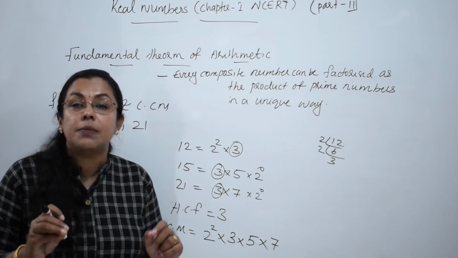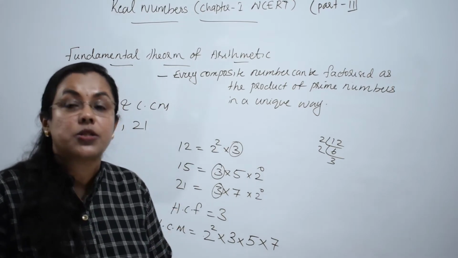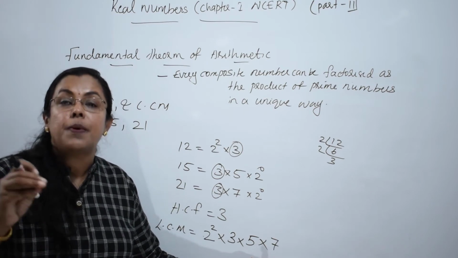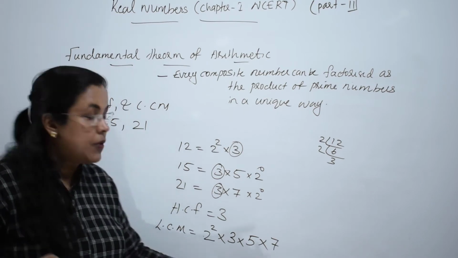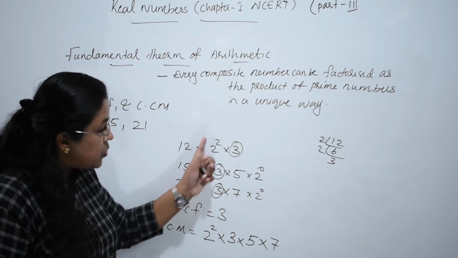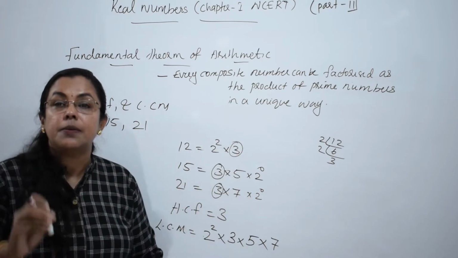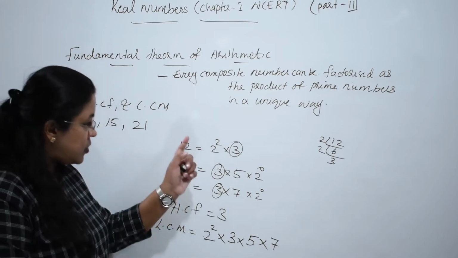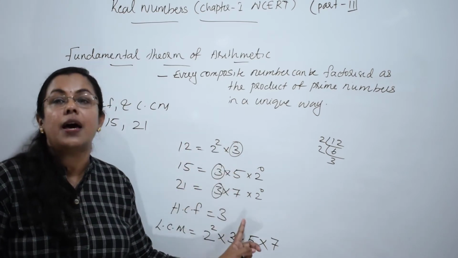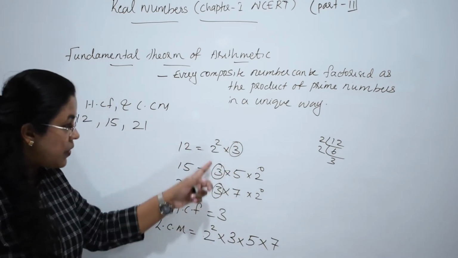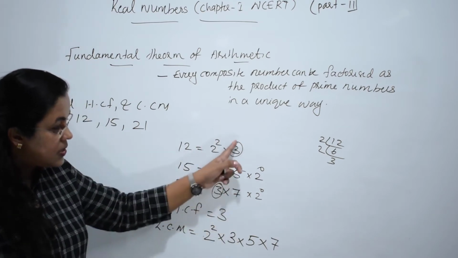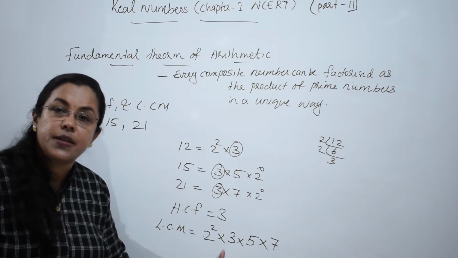What is LCM? LCM is a product of greatest powers of prime numbers. What are the prime factors here? 2, 3, 5, 7. That means we have to write the highest powers of 2, 3, 5 and 7. Highest power of 2 is 2 square. Highest power of 3 is 3 to the power 1 or 3 itself.